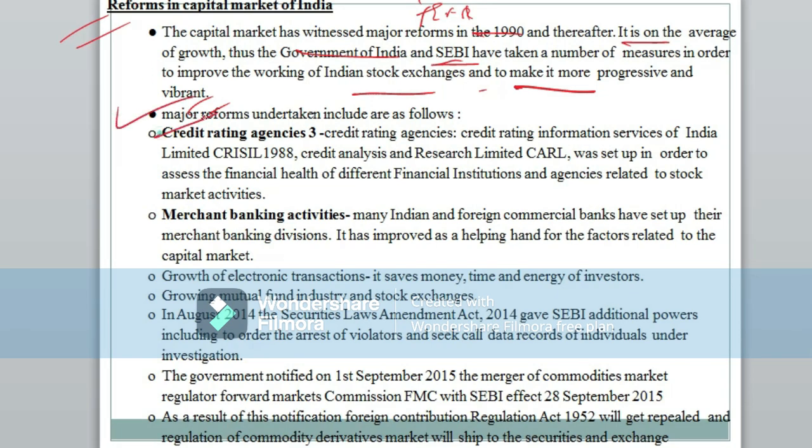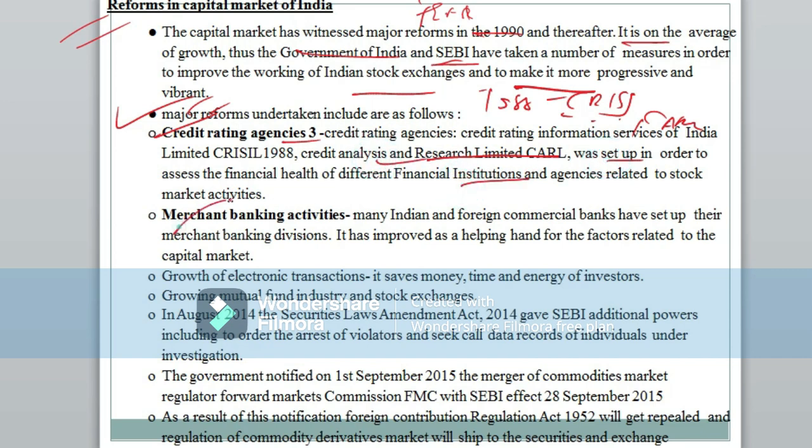So it takes care of credit rating agencies. CRISIL was established in 1988, the Credit Rating Information Services of India. Then comes CARE, Credit Analysis and Research Limited, which assesses the financial health of different financial institutions.